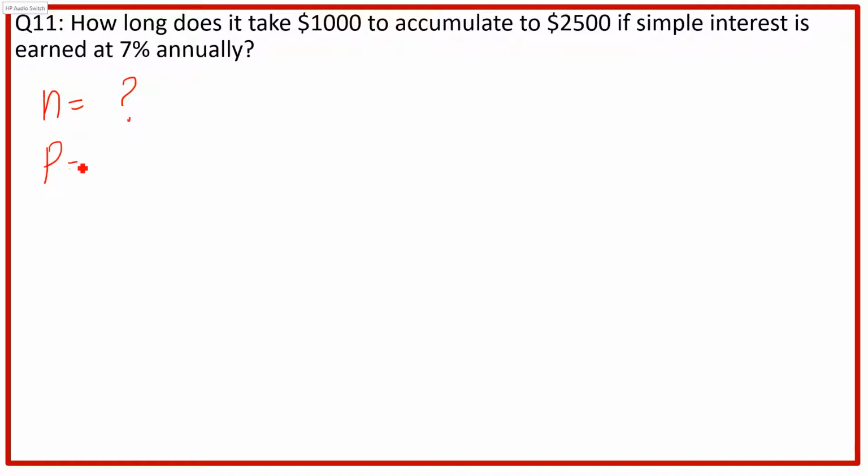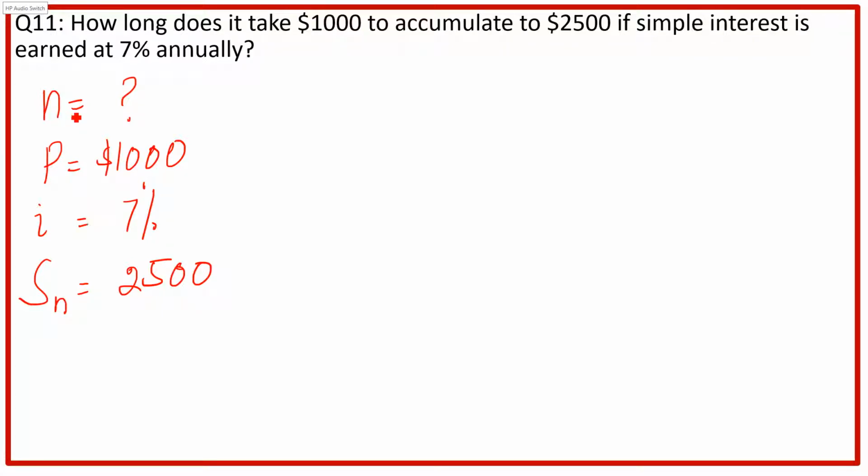If you have $1,000 and you are going to invest at the interest rate of 7%, after how long will it accumulate to Sn, which is equal to 2,500? So we have to find out this n. The formula we will write down here again: Sn is equal to P into 1 plus I into n divided by 100.